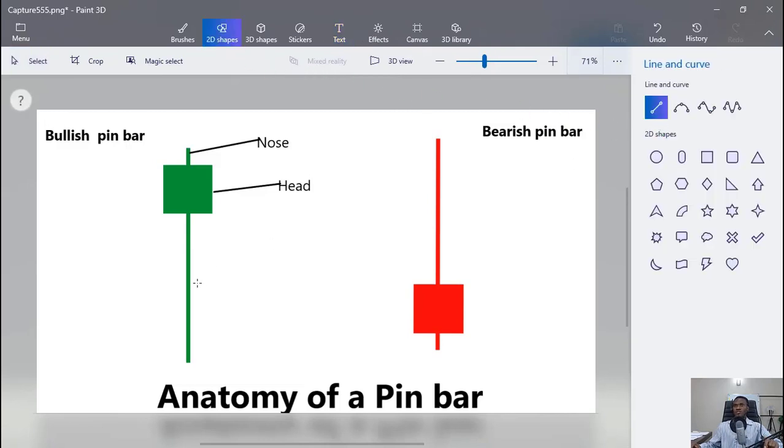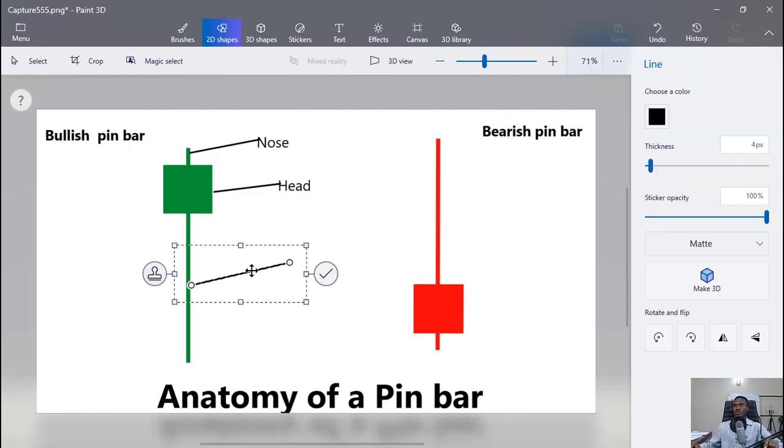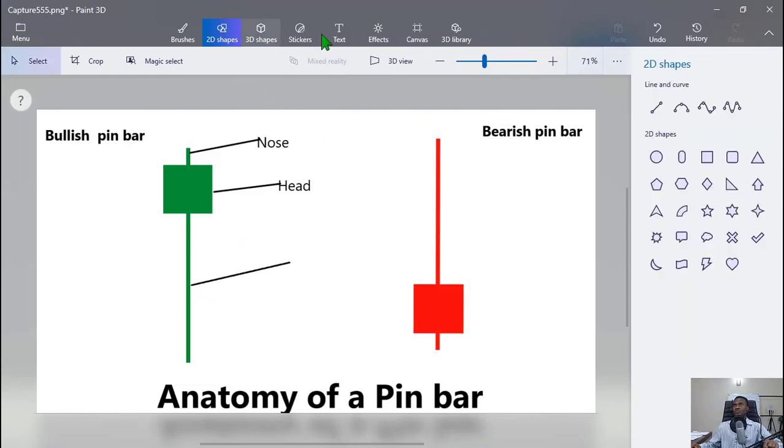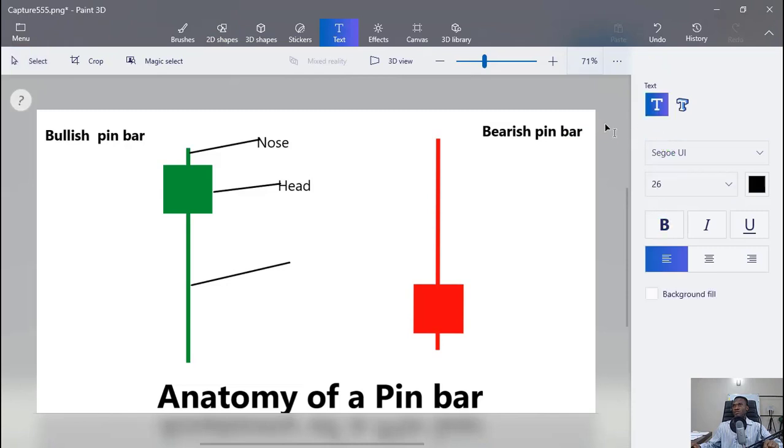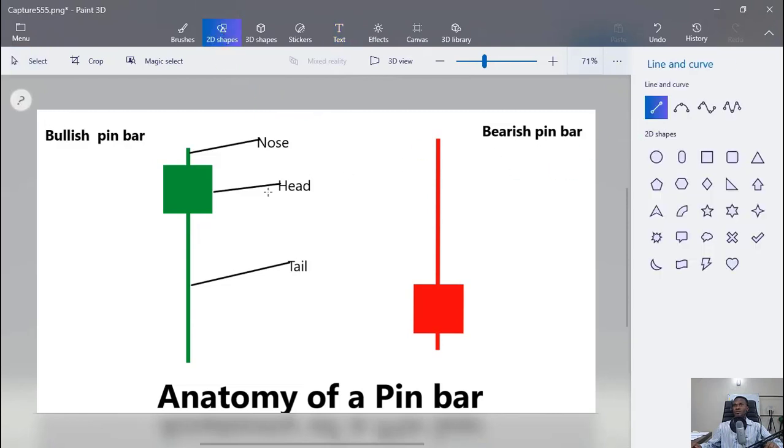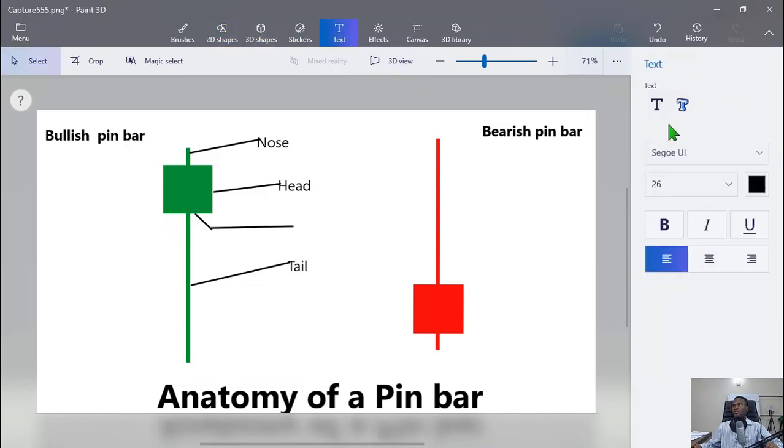Then this is the tail, the long tail. And then we have a neckline right here. So this is the anatomy of the bullish pin bar.